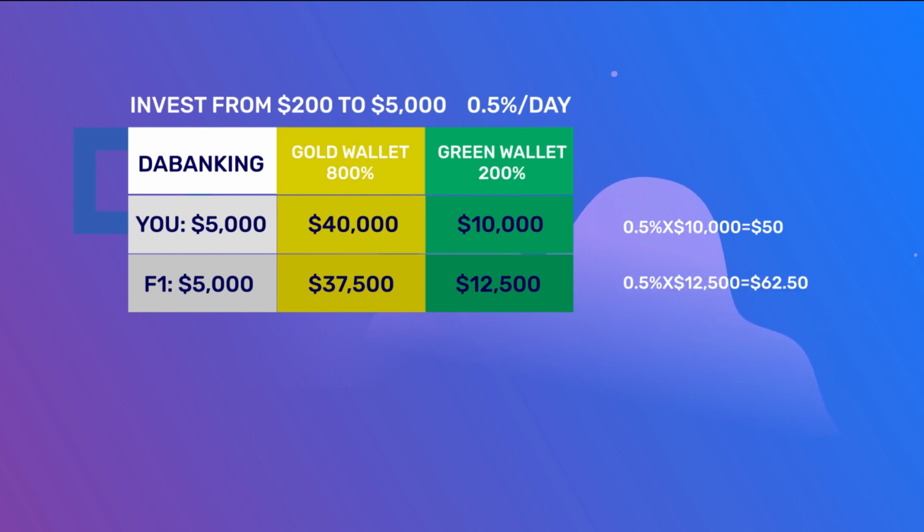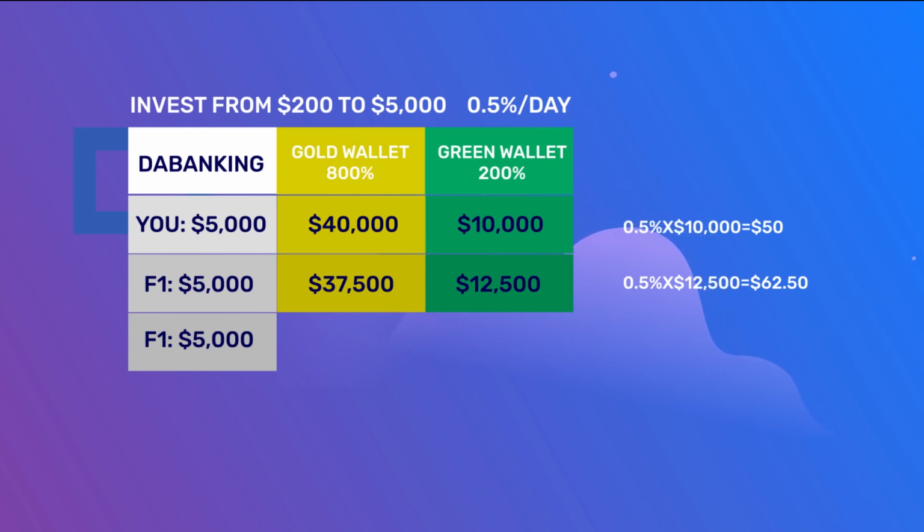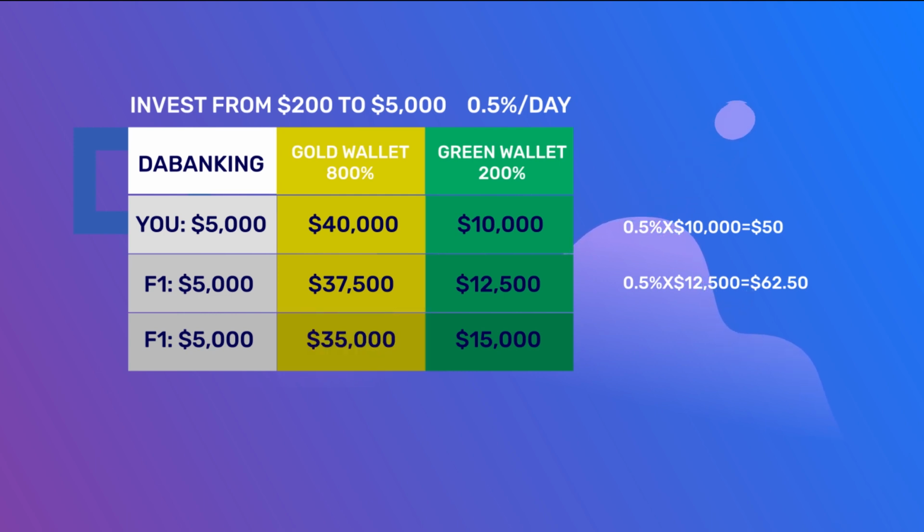Now, the amount of money you receive in a day is 0.5% multiplied by $12,500 in the green wallet. Then you will receive $62.5 a day. Similarly, supposing that your second F1 joins another $5,000 package, then 50% of $5,000, which equals $2,500, will continue to be moved from your gold wallet to your green wallet. So, the green wallet now has $12,500 plus $2,500 equals $15,000. The gold wallet has $37,500 minus $2,500 is $35,000. Now, multiply 0.5% and the $15,000 you are having in the green wallet together, and you will receive $75 a day. With this calculation, it can be said that creating a profit is very easy for you guys.